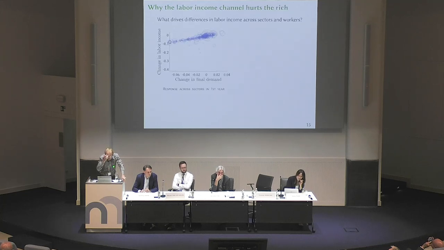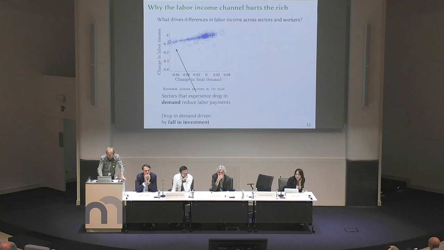The labor income channel is a bit less straightforward, but here, each blue circle is one sector, and you can see the change in labor income in the first year for each sector. On the x-axis, I've got the change in final demand that each sector faces. And so you can see the sectors here to the left, for them, labor income falls by almost 10%, and those are sectors that see a big drop in final demand.